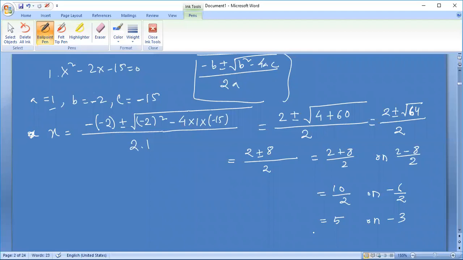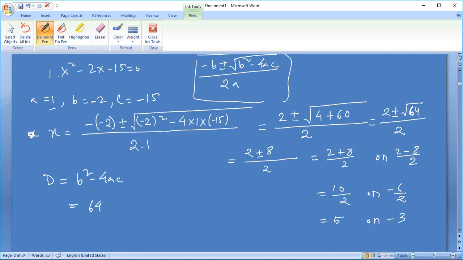Now see here. What is the value of D? D is your B square minus 4AC. So the value of D is B square minus 4AC, not root over, only B square minus 4AC. Now, what is the value of B square minus 4AC? This one? 64. Yes or no?